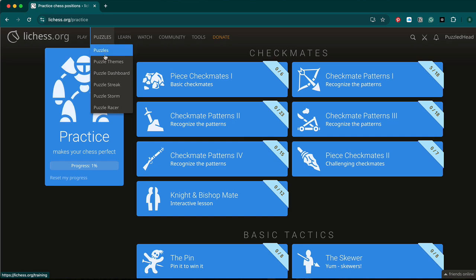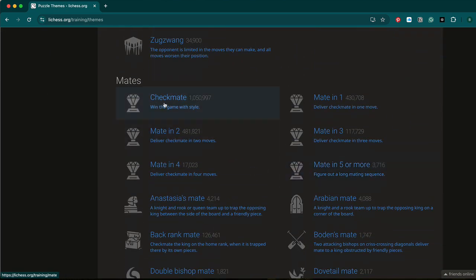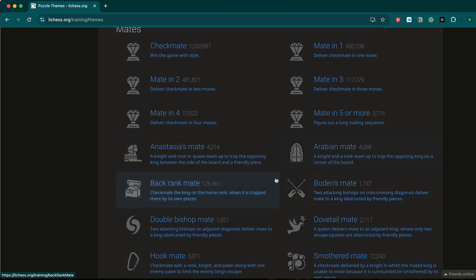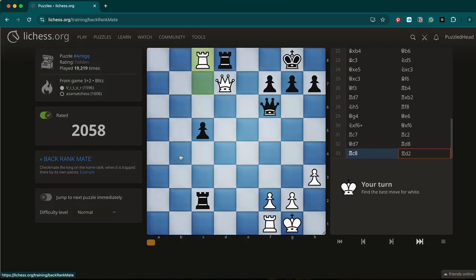Once you have learned, if you want to practice, go to puzzle themes, scroll down to checkmates, and here we go. So if you see here, you'll see a lot of similar mates that appear again and again. For example, Anastasia's mate, Arabian mate, back rank mate, Boden's mate. So since we're talking about back rank mate, let's try and solve a few problems. So how does this turn into back rank mate?